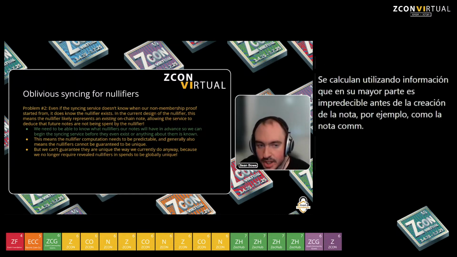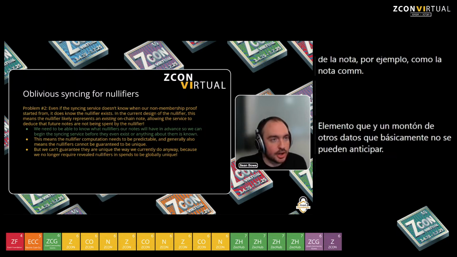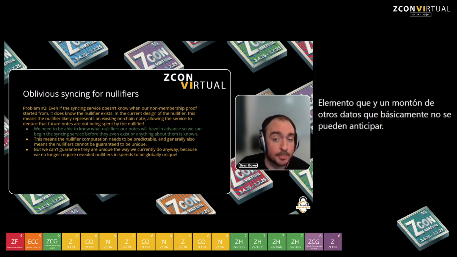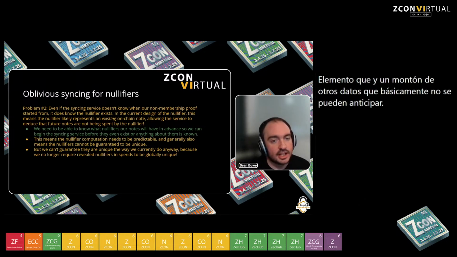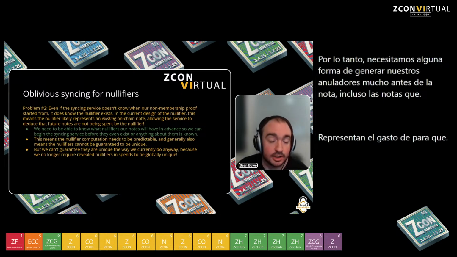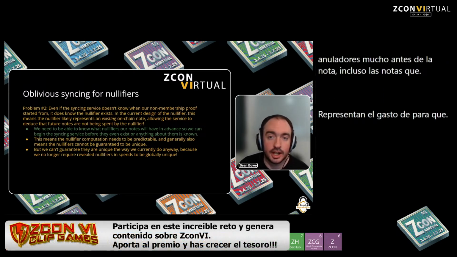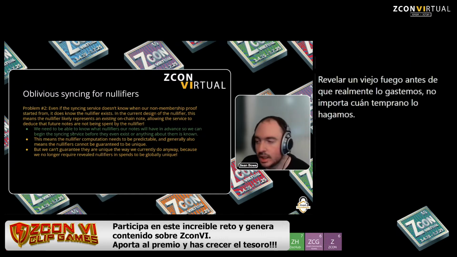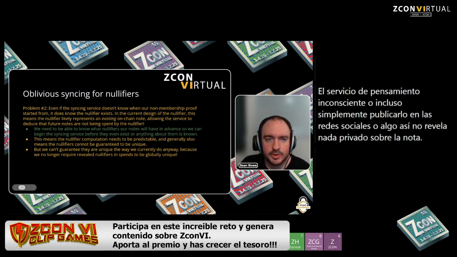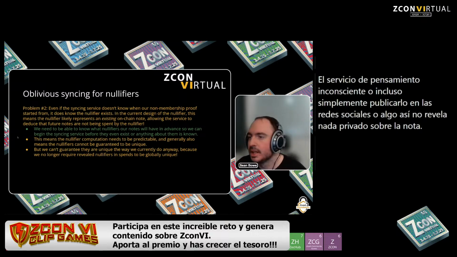So we need some way to generate our nullifiers well in advance of the note, even the notes that they represent the spend of, so that revealing a nullifier before we actually spend it, no matter how early on we do it, to this oblivious syncing service, or even just posting it on social media or something, doesn't reveal anything private about the note, that others wouldn't already figure out when they see the nullifier later on when you spend it.